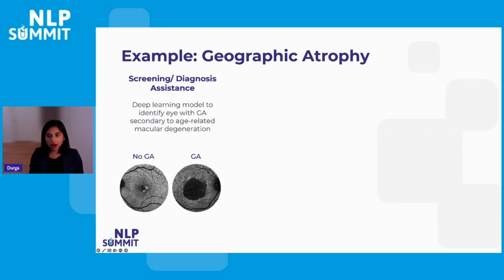As many may argue, the first step to study a disease is really to diagnose it. So in the first step of our three-step approach, indicated by the first column here, we built AI-powered screening and diagnosis assistance tools, where we leveraged hundreds of real-world fundus autofluorescence images and developed deep learning models that can automatically identify eyes with geographic atrophy secondary to age-related macular degeneration.